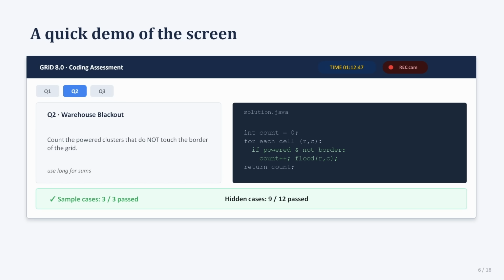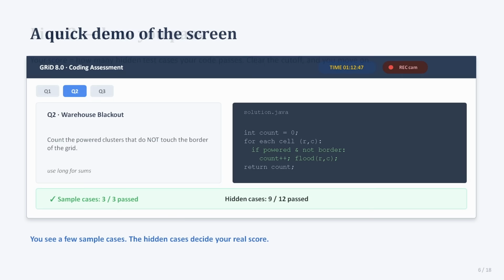At the bottom, a test case panel where you can see the few sample cases passed. But here is the key thing: the hidden cases are the ones that decide your score. You don't see those. Remember that, because it changes how you should play.